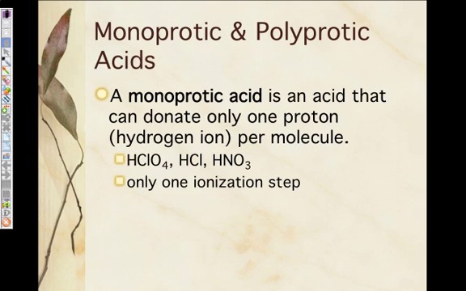What are the 6 strong acids? HCl, HNO3, HClO4, H2SO4. Yep. Hydrochloric acid, hydrobromic acid, hydroiodic acid, nitric acid, sulfuric acid, and perchloric acid. We need to know those 6. And then there's only one ionization step.